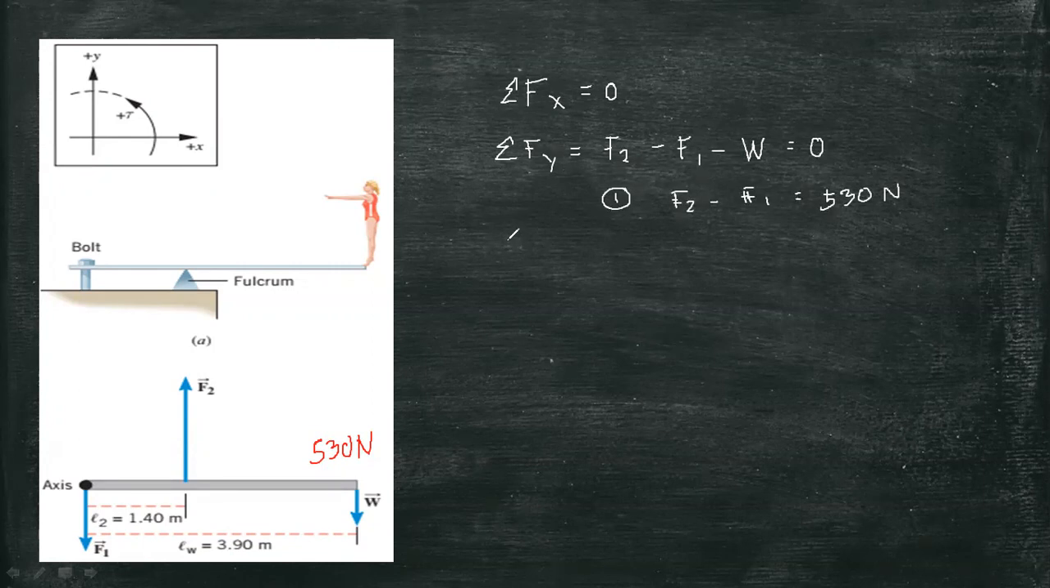Since we have two unknowns and only one equation, we need another equation to solve for these two unknown quantities. When we are looking for two unknown quantities, we need two equations. To get our second equation, we are going to use the net torque. The summation of torque must be equal to 0. So how are we going to get the value of torque?